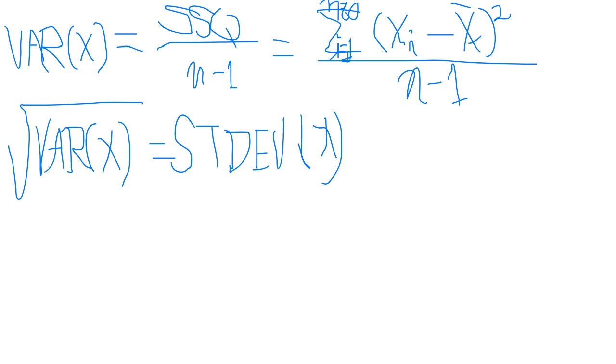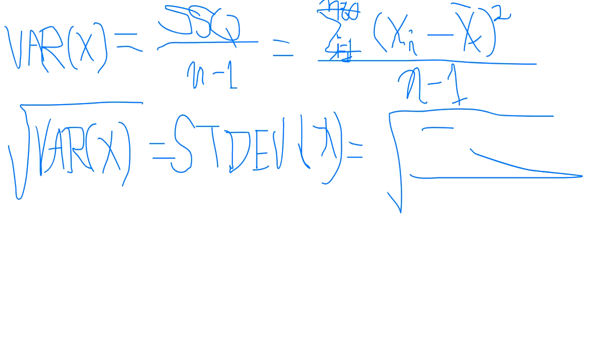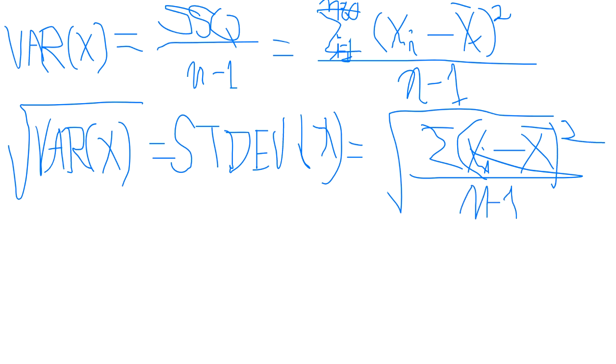So all we need to do is simply sum xi minus x bar, squared, over n minus 1. So this is our formula for variance and standard deviation.